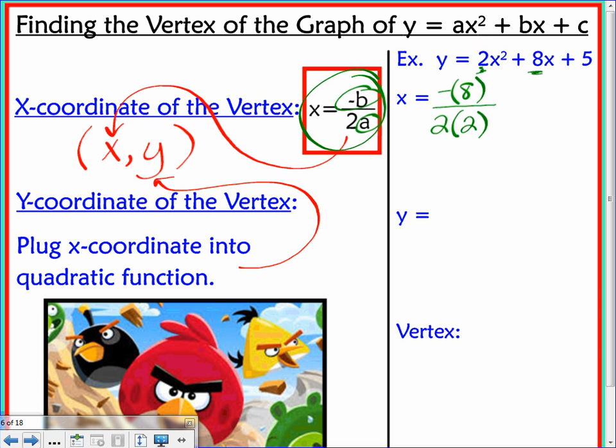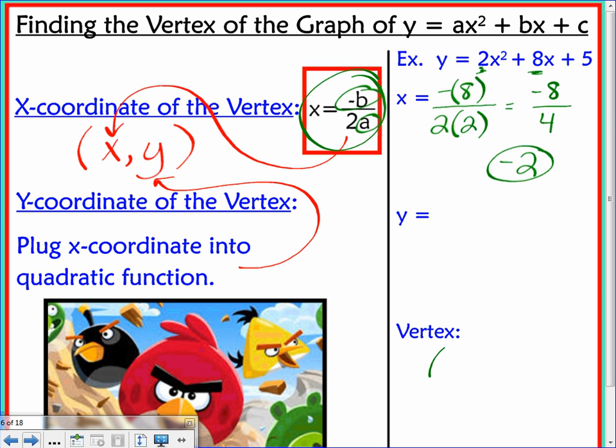Now be careful typing that in the calculator. A lot of students have a tendency to type in negative 8 divided by 2 times 2 as one big thing, and the calculator does order of operations, which you don't want it to do in this case. So I always tell students, clean up the top, so that's going to give me negative 8. Clean up the bottom, 2 times 2, which is 4, and then clean up the fraction that you have left. So negative 8 divided by 4 is negative 2.